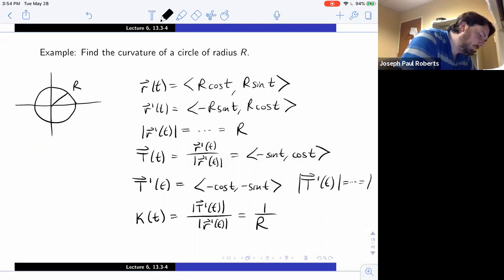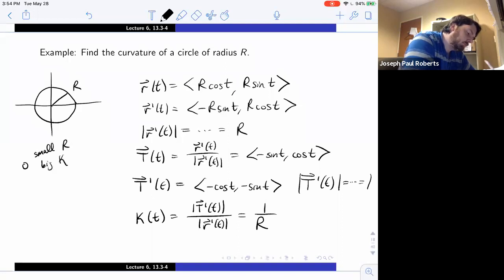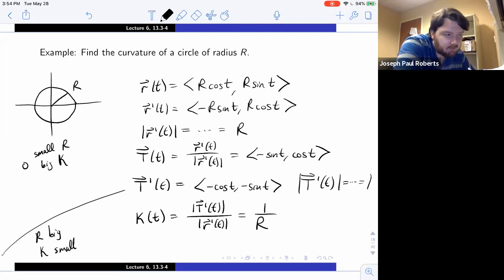Which is good. It does what we want, because what that's telling us is that if the radius of our circle is really small, it's a big value for curvature. Curvature is 1 over the radius. Whereas if R is big, curvature is small. So that's how you get these flat earthers talking about how the earth is flat.